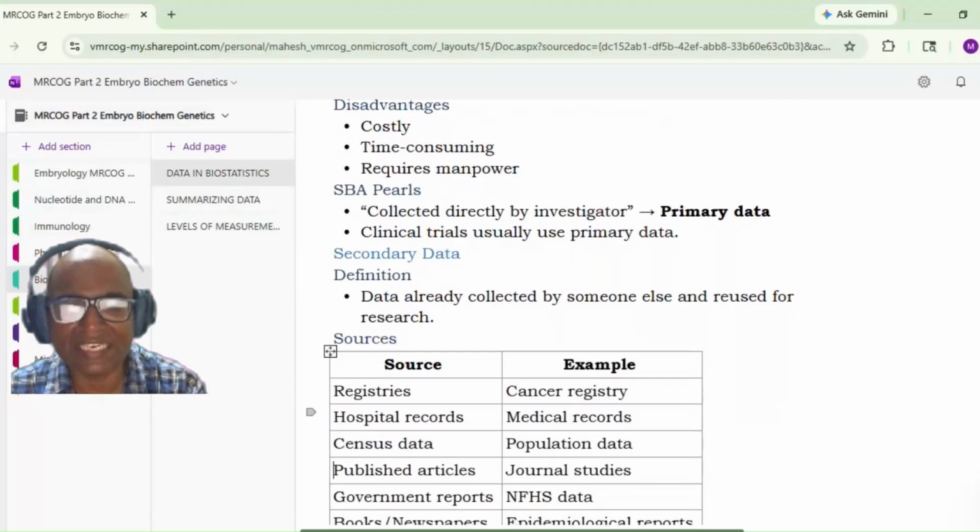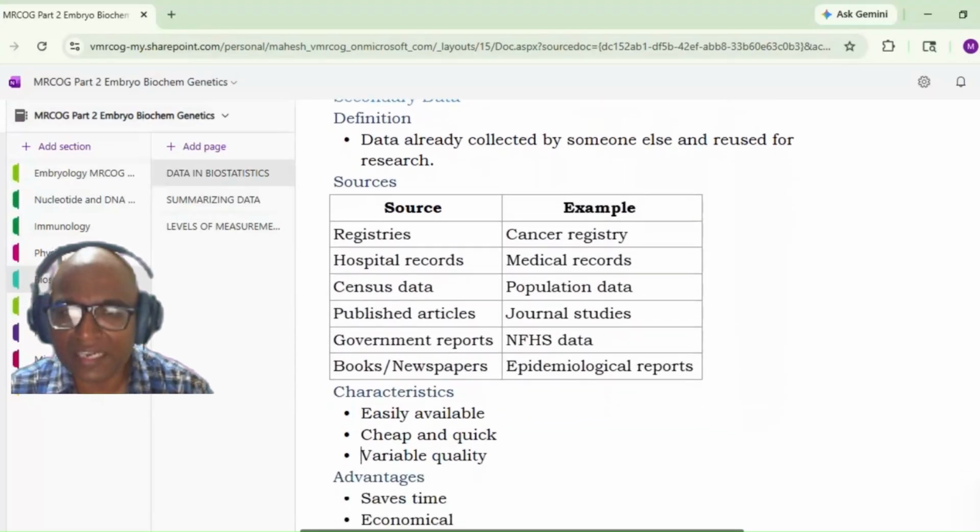Then you have secondary data. Data already collected by someone else and reused for the research is the secondary data. The examples are data collected from registries, hospital records, or census data, etc. There are certain registries which are always maintained, like a cancer registry, an epilepsy registry, or a preeclampsia registry. If you take the data from these registries for research purposes, it becomes secondary data.